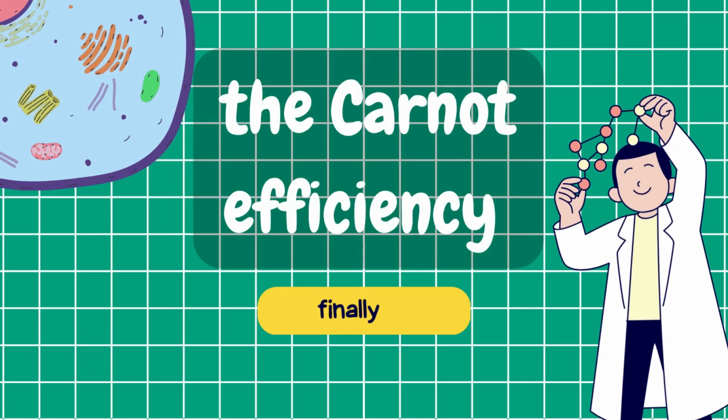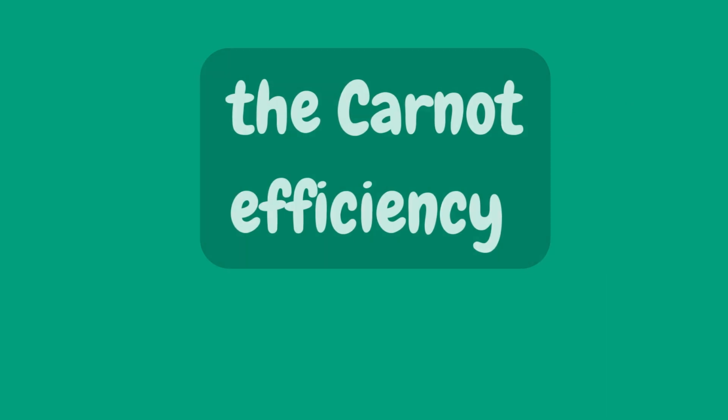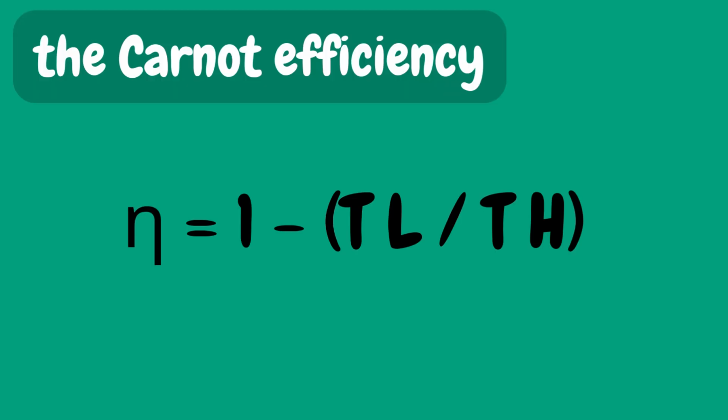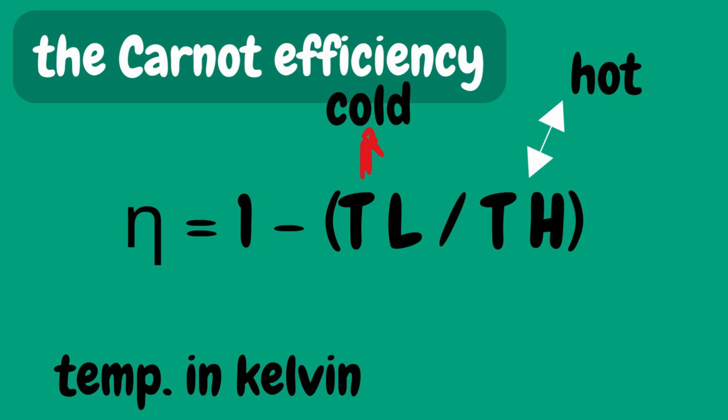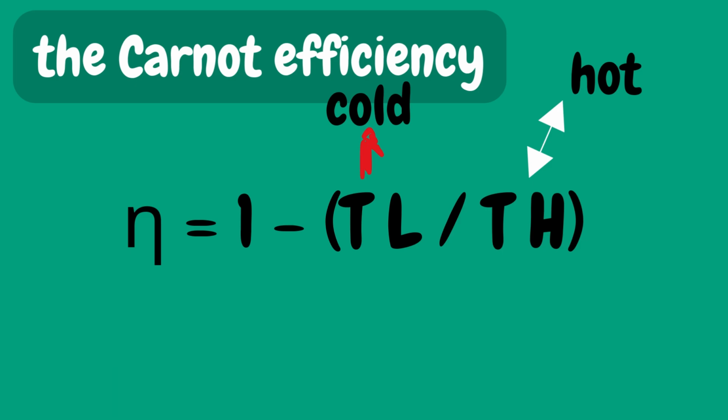Finally, the Carnot efficiency. The efficiency of a Carnot engine depends only on the temperatures of the two reservoirs. The Carnot efficiency is 1 minus TL divided by TH. TH is the absolute temperature of the hot reservoir. TL is the absolute temperature of the cold reservoir. Important note: temperatures must be in Kelvin. Increasing efficiency requires increasing TH or decreasing TL.